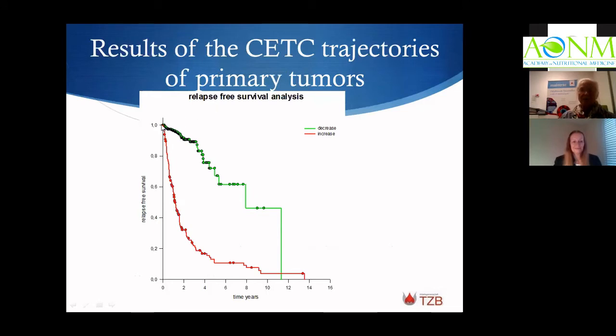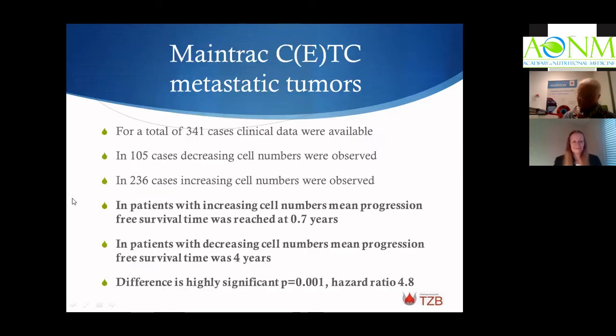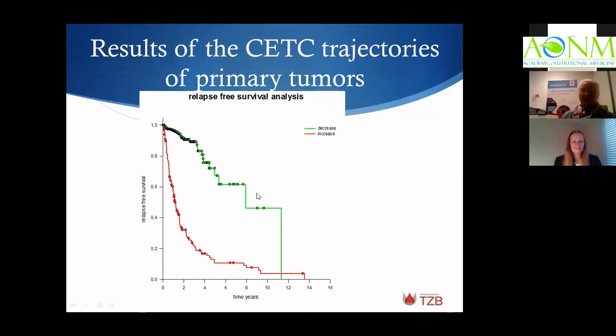So this is a Kaplan-Meier curve. At time point 0, all are alive. And those with the increasing cell numbers then suffered relapse, and every tick down is 1 relapse. And the mean was reached at 1.5 years, whereas those with decreasing cell numbers are plotted here. And you see the mean relapse-free survival was more than 8 years. So those with decreasing cell numbers have a very good survival.